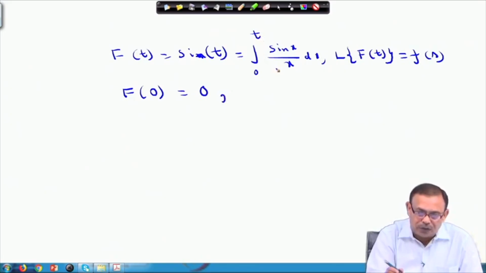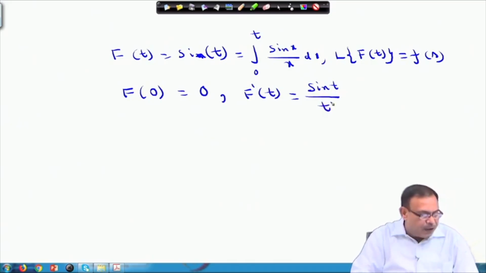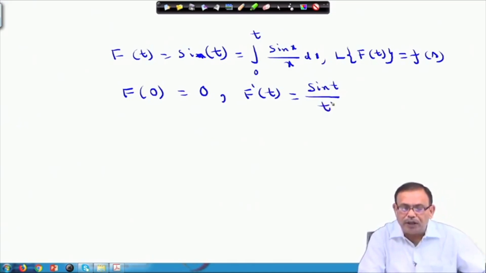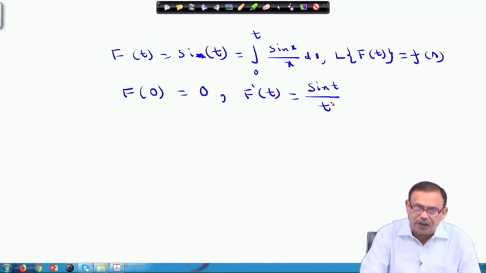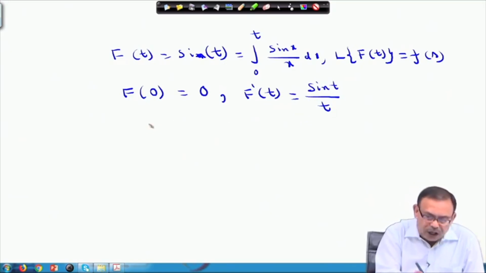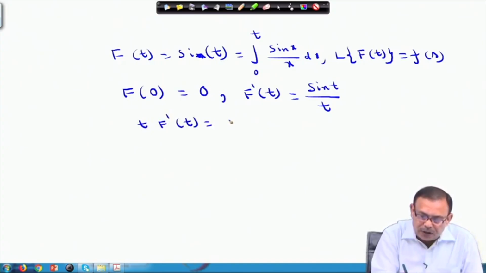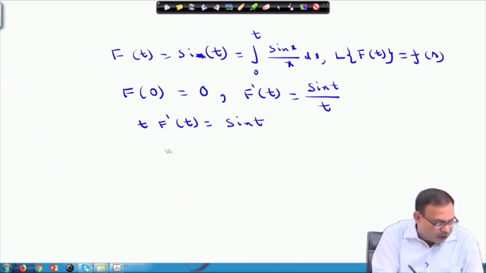From this integral you can always write down f(0) equals 0, and your f'(t) is equal to sin t by t. Using the Leibniz integral rule, you can tell directly from here that your f'(t) is sin t by t. So, once I am getting f(0) and f'(t), from here you can write down t f'(t), this is nothing but your sin t.